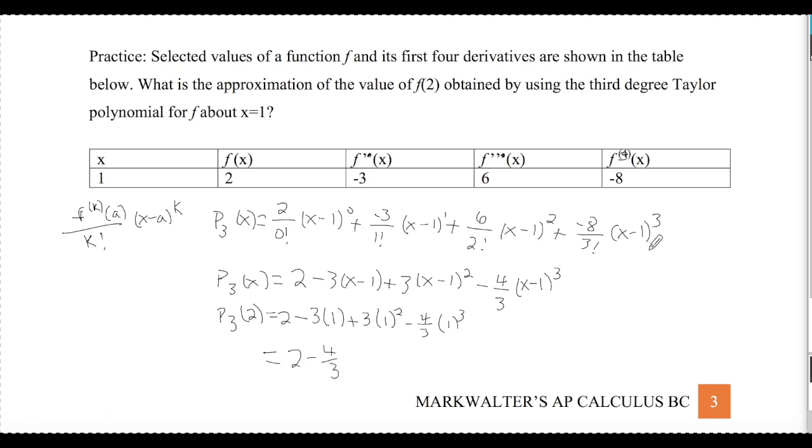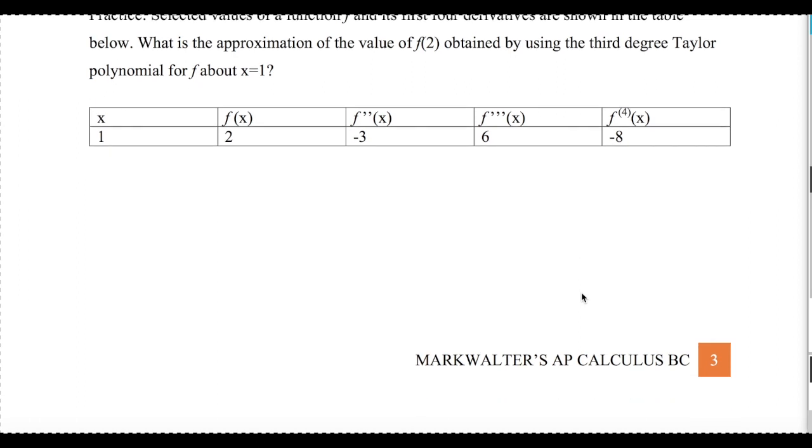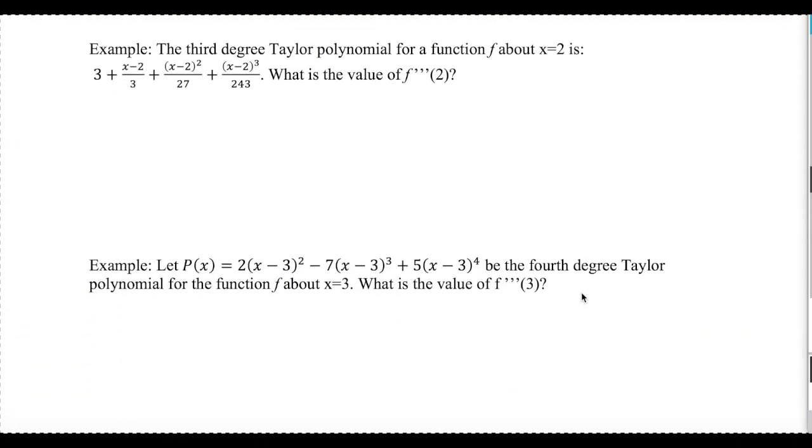Right. One last thing to show you all, just as we continue to get better at working with our Taylor series and Taylor polynomials. Hopefully this has been useful and informative. Look at 2 examples real quick. Let's say that the third degree Taylor polynomial for the function f about x equals 2 is this. We already know the Taylor polynomial. This is like p sub 3 of x. We want to know what is the value of f triple prime of 2.